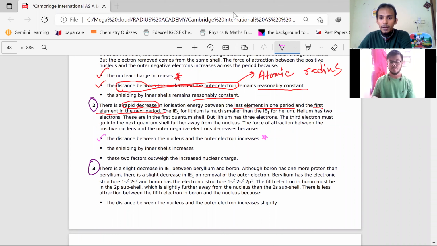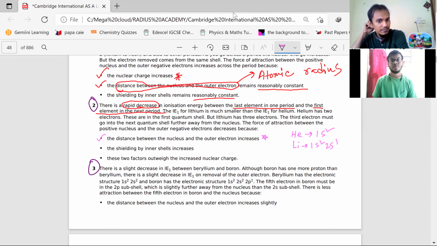Because তুমি দেখো helium is 1s2 and lithium is 1s2 2s1. You see, lithium's electron is removed from the second quantum shell, whereas helium's electron is removed from the first quantum shell. So that is a big difference. And so it will be much easier to remove the electron from the outer shell of lithium than in helium. Is it clear?